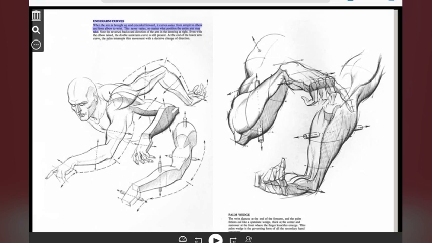Underarm curves. When the arm is brought up and extended forward, it curves under from armpit to elbow and from elbow to wrist. This never varies, no matter what position the entire arm may take. Note the reversed backward direction of the arm in the drawing at right. Even with the elbow raised, the double underarm curve is still present. At the end of the lower arm curve, the palm interrupts this movement with a decisive change of direction.